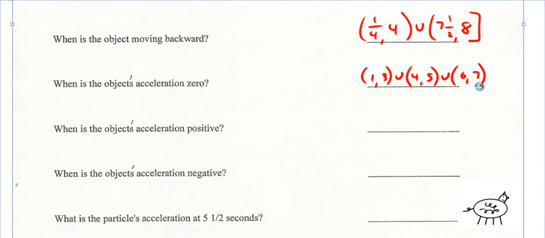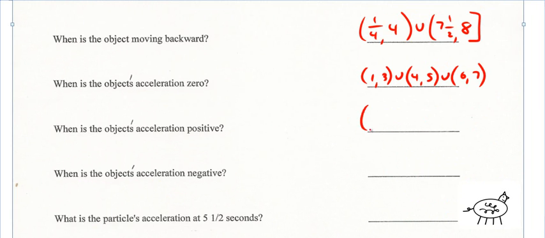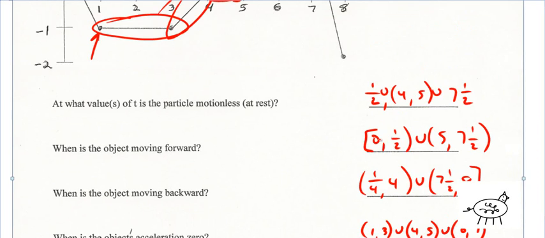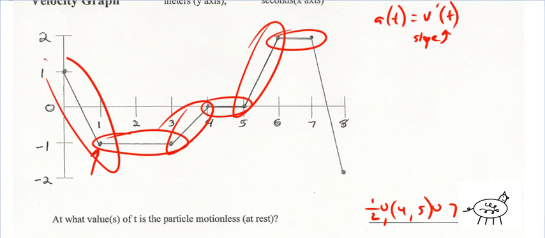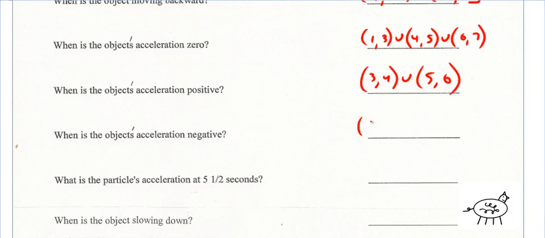Okay, when is the object's acceleration positive? Well, that's when you have a positive slope. Where is it a positive slope? Right here and right there, so from 3 to 4 and 5 to 6. So 3 to 4, union 5 to 6, again with parentheses. When is the object's acceleration negative? Well, when you have a negative slope, which is right here and right here. So from 0 to 1 and 7 to 8. So 0 to 1, union 7 to 8.